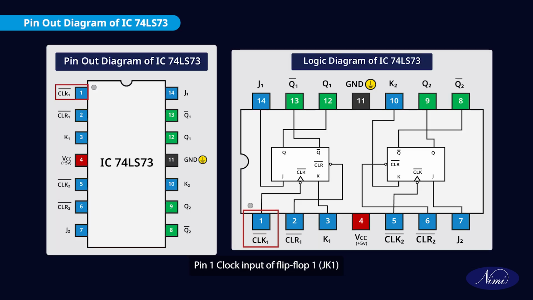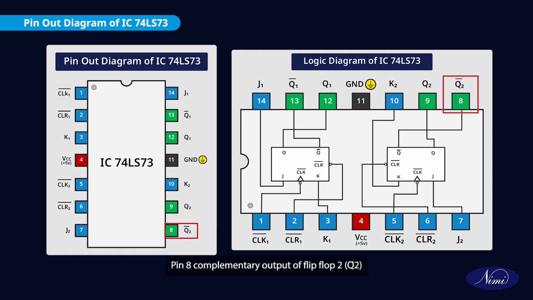Pin 1, clock input of flip-flop 1 JK1. Pin 2, clear input of flip-flop 1 JK1. Pin 3, input of flip-flop 1 K1. Pin 4, power supply plus 5V VCC. Pin 5, clock input of flip-flop 2 JK2. Pin 6, clear input of flip-flop 2 JK2. Pin 7, input of flip-flop 2 J2. Pin 8, complementary output of flip-flop 2 Q2.